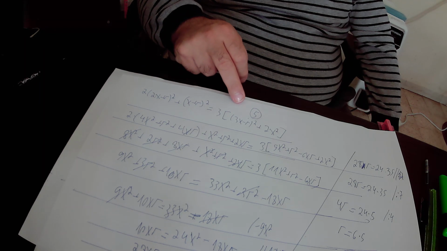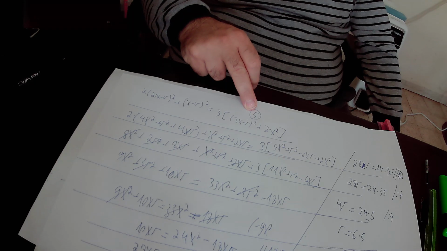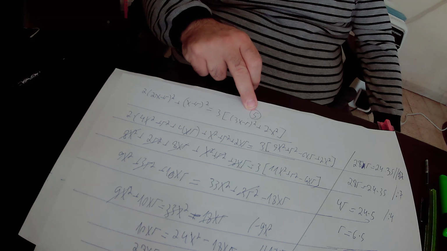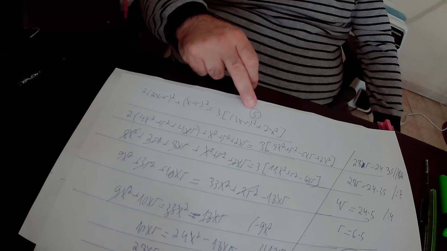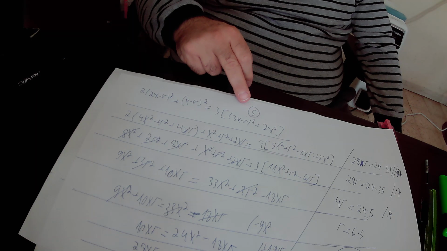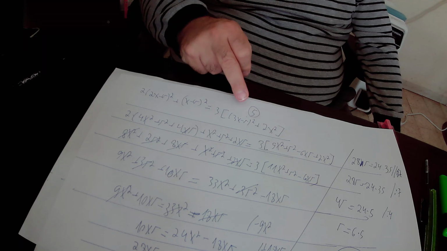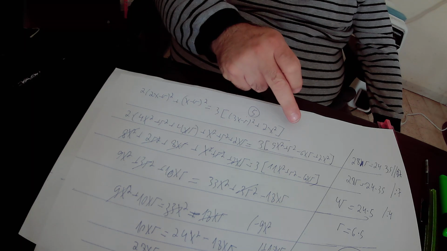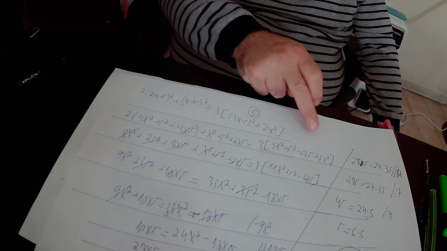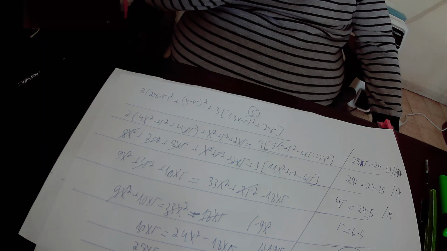Inside the brackets we have (3x minus r) squared. According to the algebraic identity that (a minus b) squared equals a squared plus b squared minus 2 times ab, we will get that (3x minus r) squared equals (3x) squared, that is 9x squared, plus r squared, minus 2 times 3xr, which is minus 6xr, plus 2x squared. Here we close the brackets.